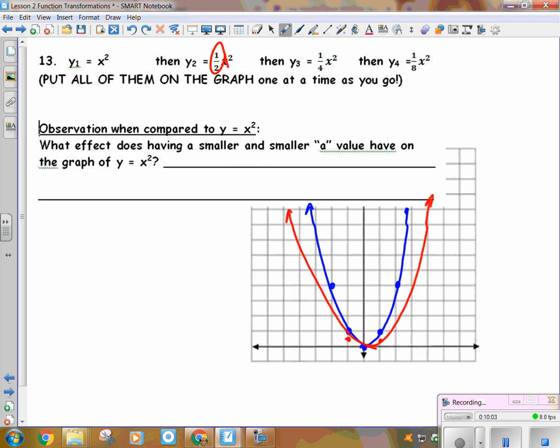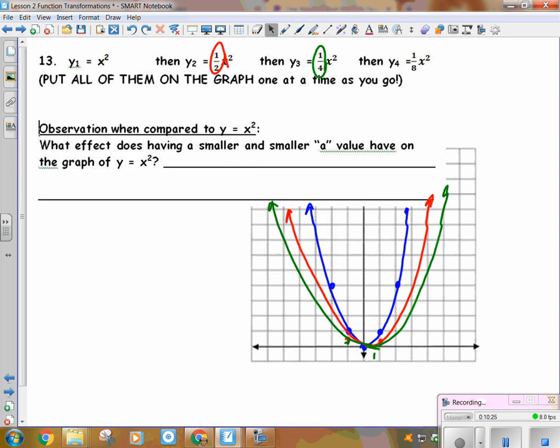That's a wider graph. What do we think is going to happen when we do 1/4? Well, I'm going to come over 1. I always go out 1, but this time I'm only going to go 1/4 of the way. That's only half of where I was at before. That's going to end up being even wider. Over and up 1/4. It's going to be even wider.